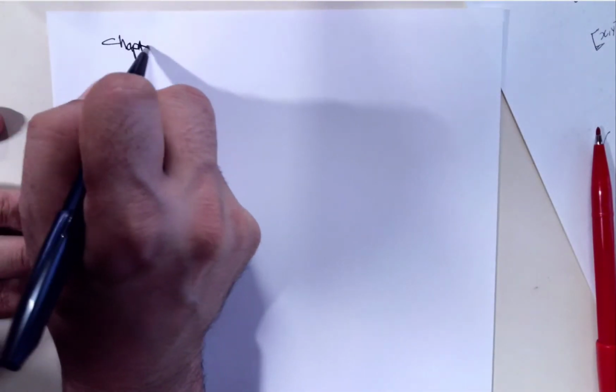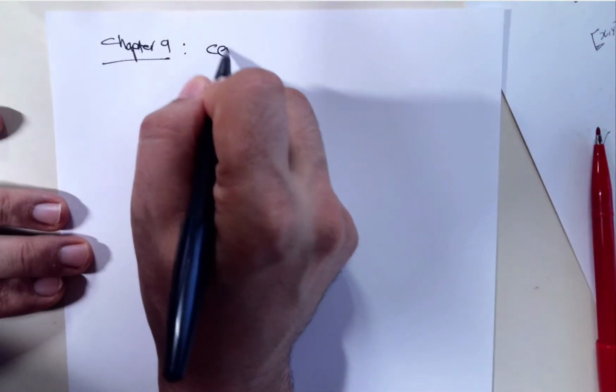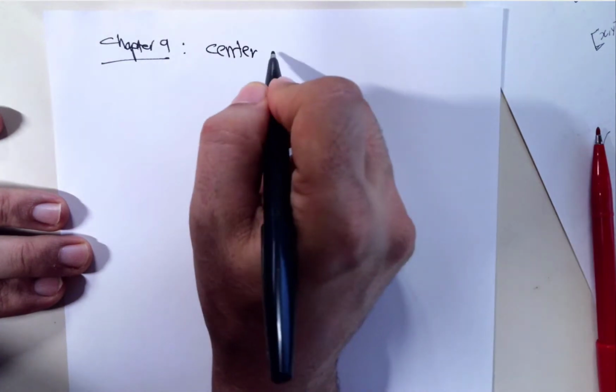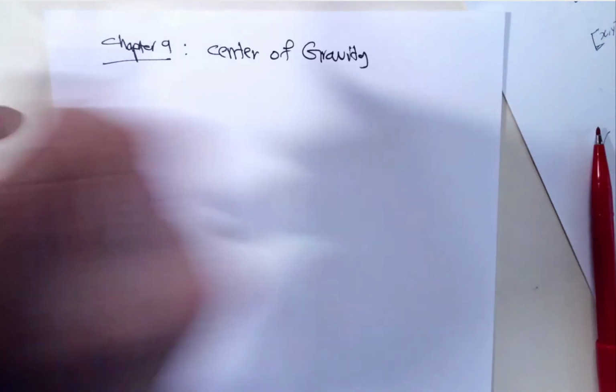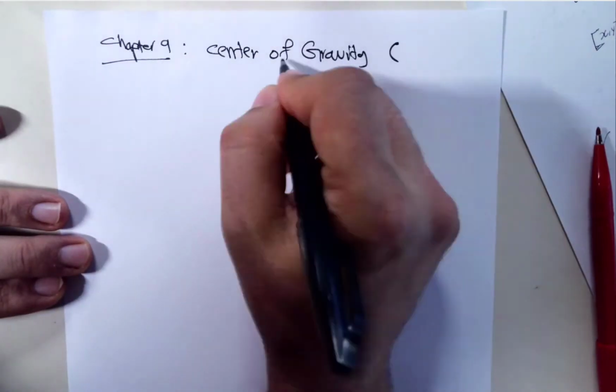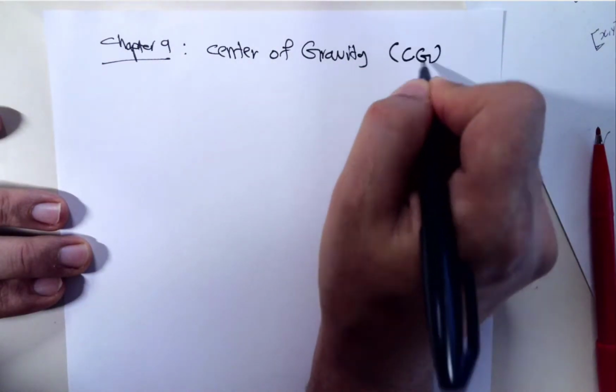It's chapter 9, and in this chapter we first start with studying the concept of center of gravity. This is from 9.1. The center of gravity, also often referred to by CG.